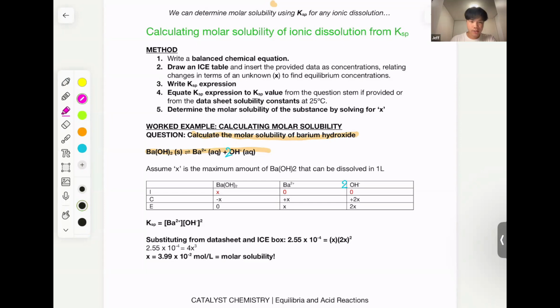You would assume X is the amount of barium hydroxide that can dissolve in 1 liter. Therefore, the change in barium and hydroxide concentrations are in terms of X, being X and 2X. Putting them into KSP, you would then find that you can equate that expression with the KSP value, which you can find from your data sheet. And once you solve for X, you have the concentration, the moles per liter of barium hydroxide, which is represented by X, that you've dissociated into solution as 3.99 times 10 to the negative 2. And that's your molar solubility.